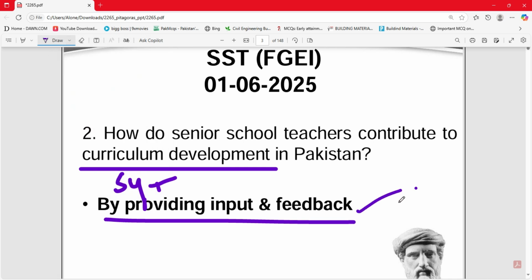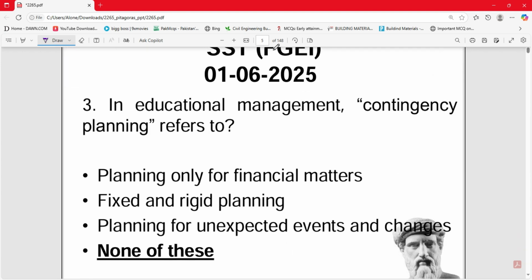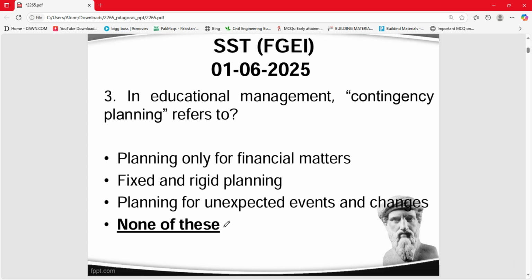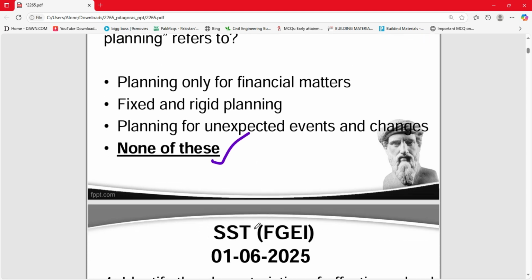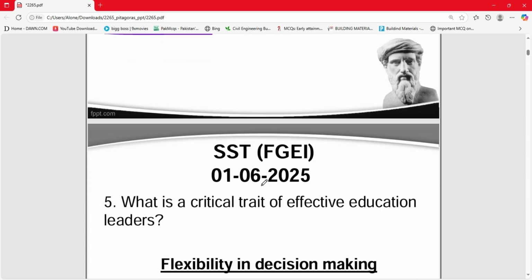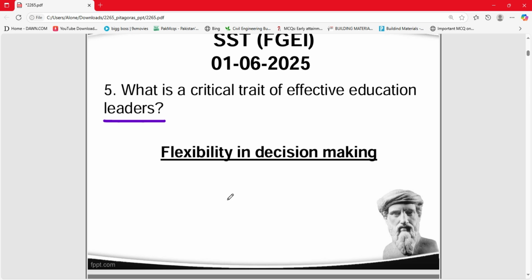Let's move to our next question, which is: in education management, planning refers to, and the right answer is the. Let's move to our next question. Identify the characteristics of effective school administration, and the right answer is ability to build relationships with stakeholders. Our next question is: what is a critical trait of effective education leaders? And the right answer is flexibility in decision making.